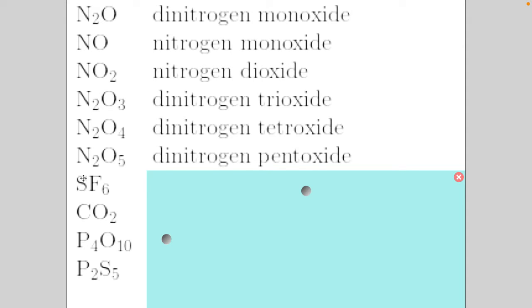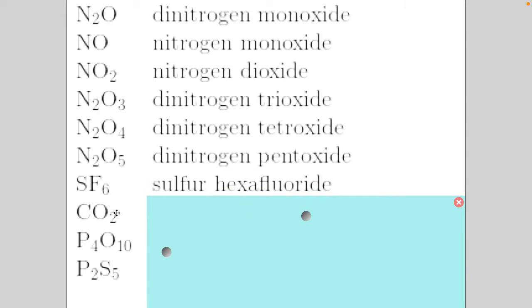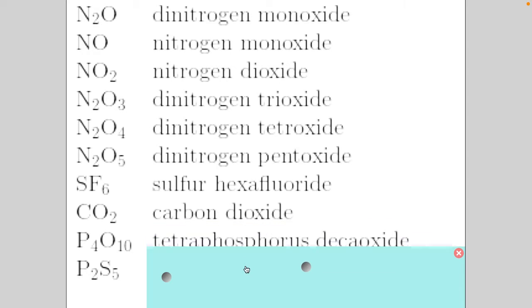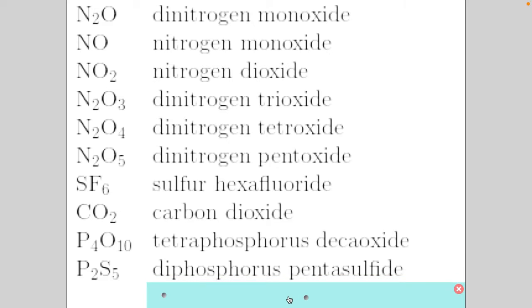SF6, sulfur, no prefix because it's just 1, hexafluoride. CO2, carbon dioxide. P4O10. Okay, tetraphosphorus decoxide. Oh, decaoxide. Well, they kept the double vowel on that one. P2S5, diphosphorus pentasulfide.